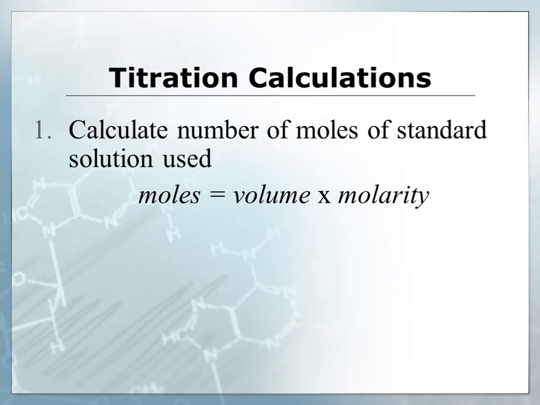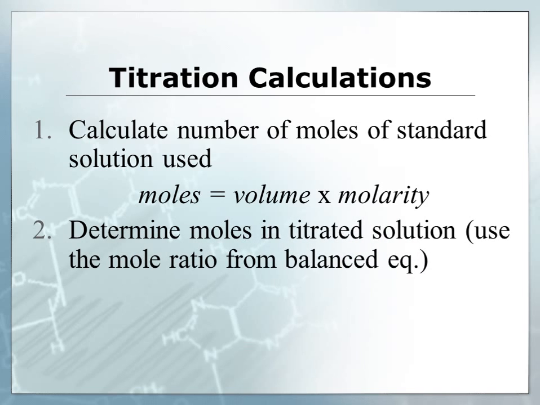In order to solve a titration calculation, the first step that we need to do is calculate how many moles of our substance in the titrant, the standard solution, were actually dispensed. And the way that we calculate this is by finding the product of the volume of the titrant that was added times its concentration in molarity. Once we know how many moles of the titrant substance were used, we can use the balanced equation for the reaction between the titrant and the analyte to determine how many moles of the analyte were present or were titrated by that titrant.